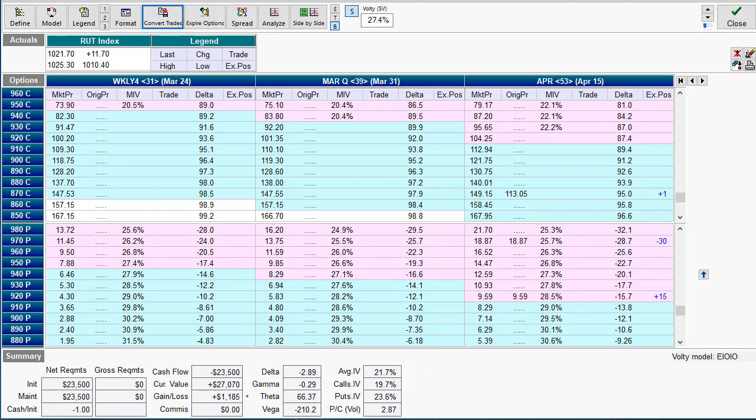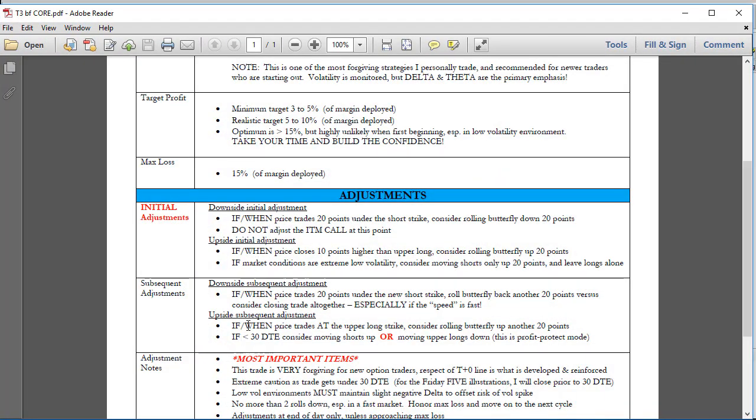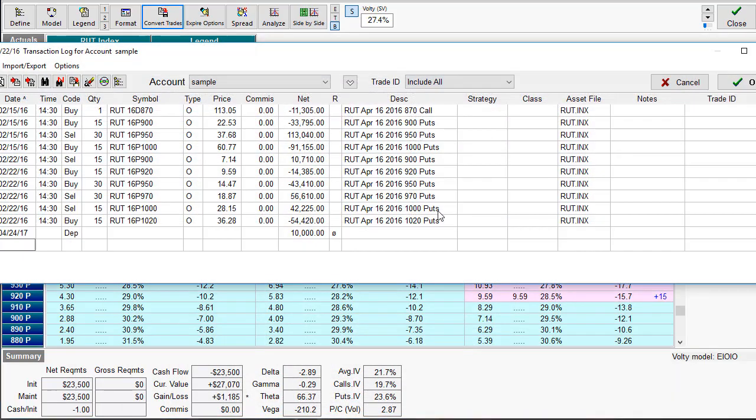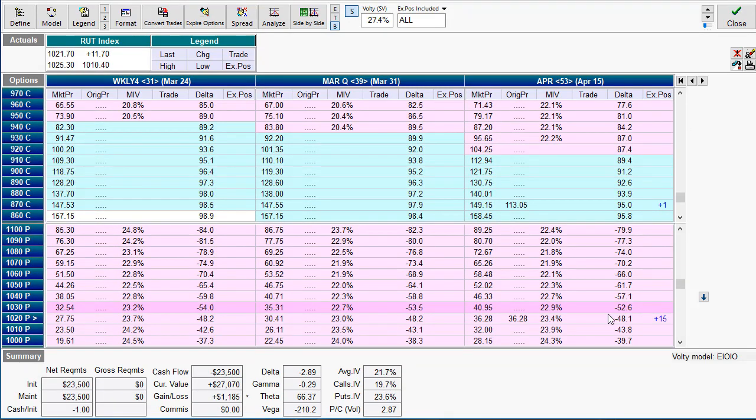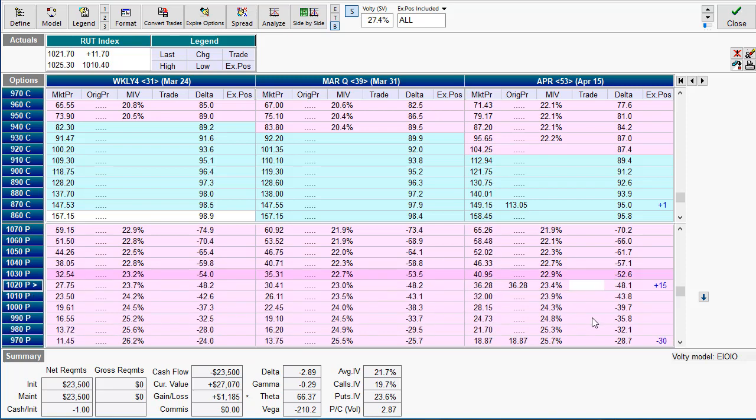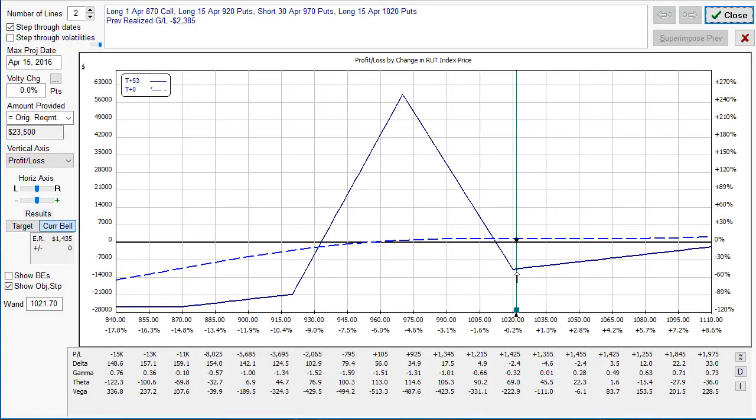So we convert it. Now, the new subsequent adjustment is, when price trades at the upper long strike, consider rolling it up another 20 points, or under 30 days to expiration, move the shorts up. So keep that in your mind. One thing in OptionView, we'll need to go in and reconcile these all to the same cycle so it allocates them appropriately. And we'll say now our new area is we are monitoring 1020. Okay, we know we're right there right now because we just had that move up and we just rolled the butterfly up 20 points, and that is good. That is okay.